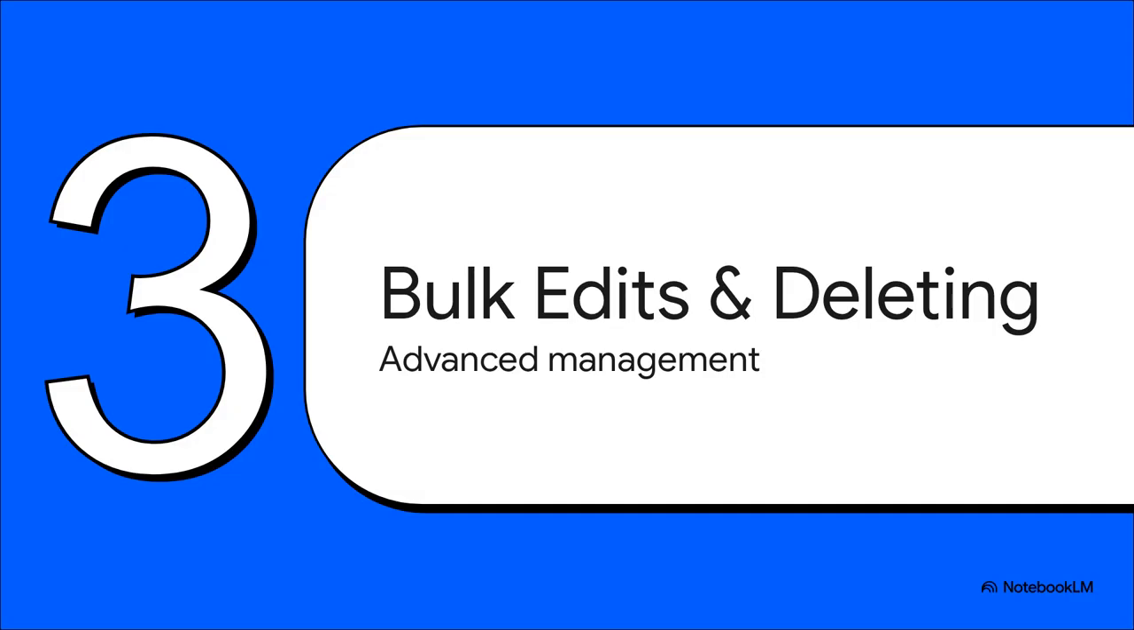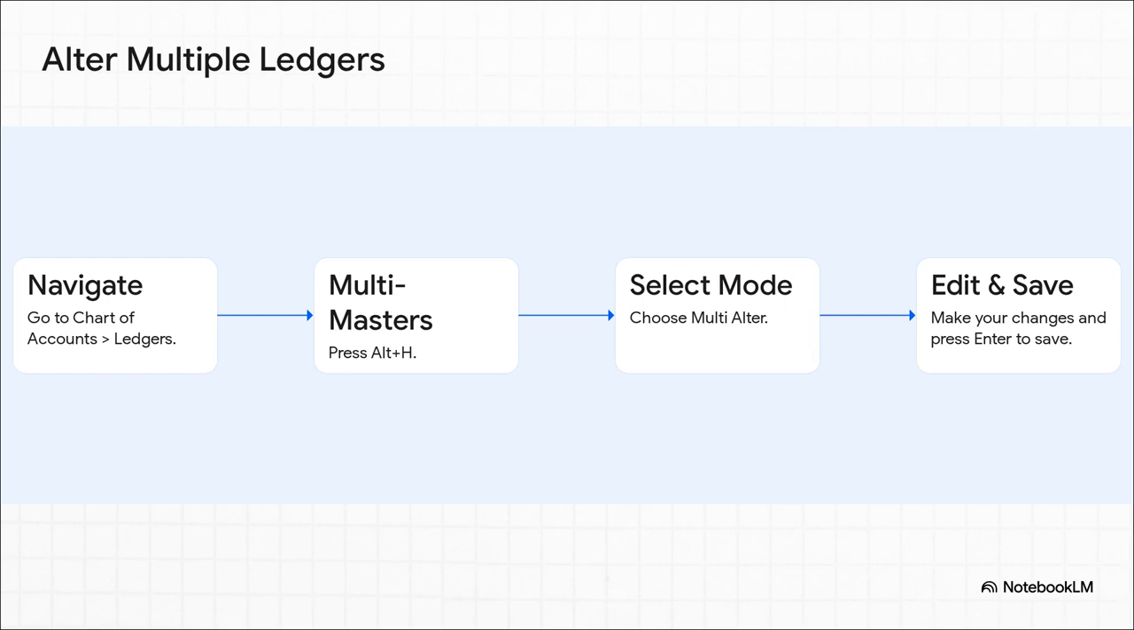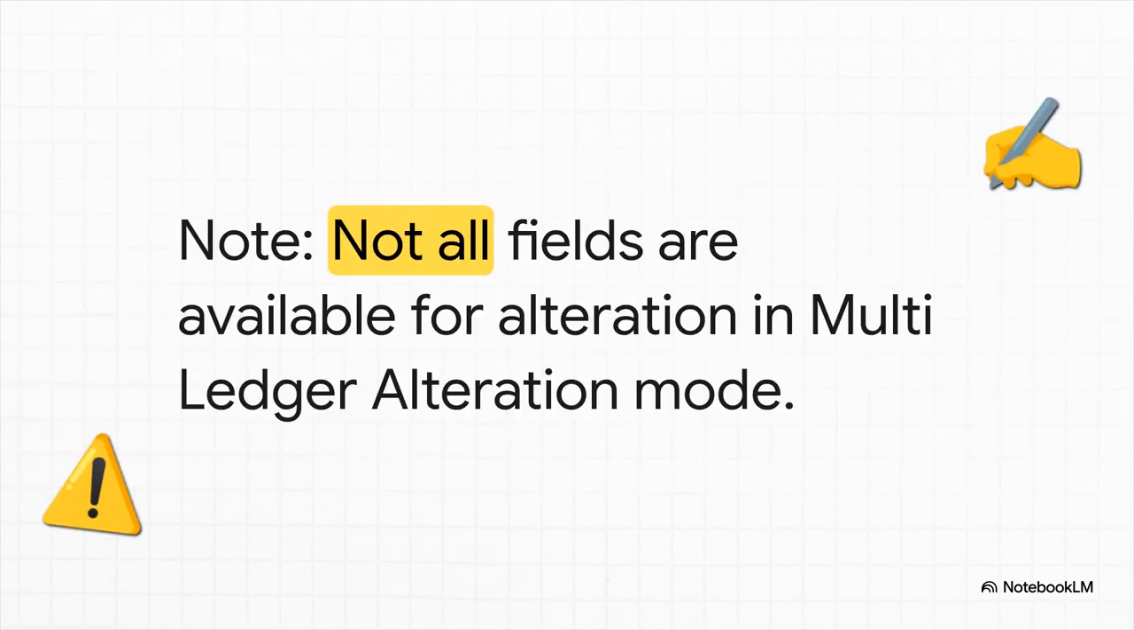Okay, so what if your problem is bigger? What if you need to change a whole bunch of ledgers at once? Or maybe you just need to get rid of one completely. Well, Tally has some powerful tools for that too, but you gotta know the rules of the road. This one is a massive time saver. Instead of opening up ledgers one by one, just head to your chart of accounts, hit the shortcut Alt+H for multi-masters, and then choose multi-alter. Boom! You can now edit a whole list of ledgers all on one screen. So much faster. But there is a little catch.